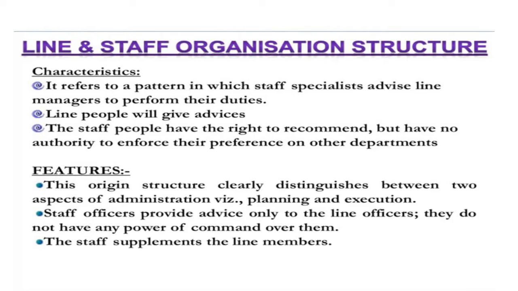One is administrative, the other planning and execution. The staff person will give the plan and will try to see the execution, but administration and production will be looked after by the production manager. Staff officers provide advice only to the line officers. They do not have any power of command over them. The production manager has expertise in the production facilities, so the staff officer can guide the production manager.